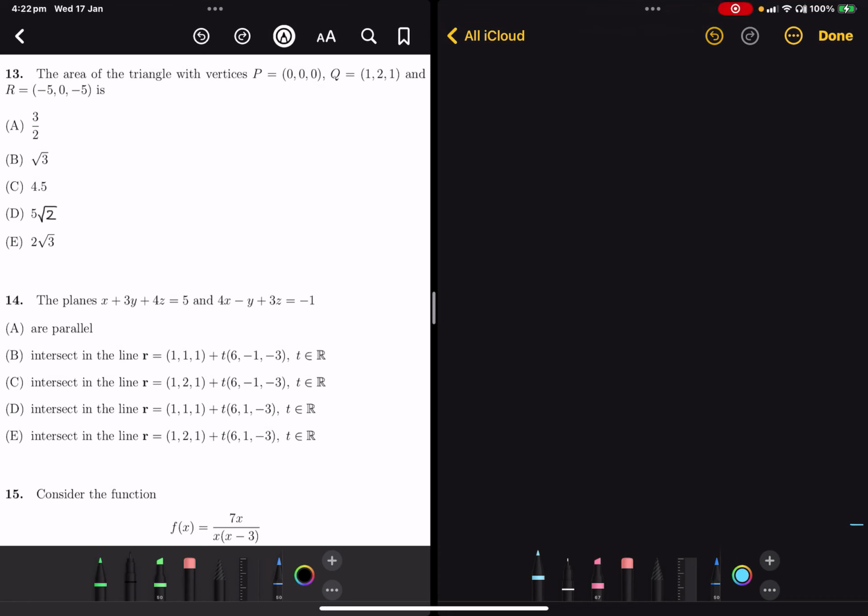Alright, so here we're going to have another look at a 2014 University Calc 1 exam question. This is question 13 from this particular paper. This is the area of a triangle with vertices (0, 0, 0), (1, 2, 1) and (-5, 0, -5). So this is going to rely on a very particular use of mathematical methods you encounter in this course. It's actually going to rely on cross product.